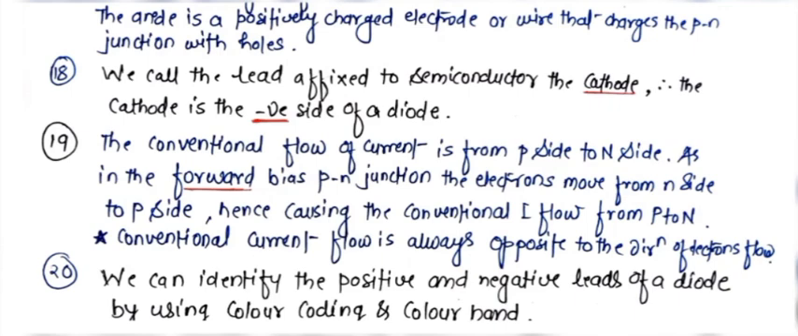The conventional flow of current is from P side to N side. As in the forward bias PN junction, electrons move from N side to P side, hence causing the conventional current flow from P to N. Conventional current flow is always opposite to the direction of electron flow. We can identify the positive and negative leads of a diode by using color coding and color band.